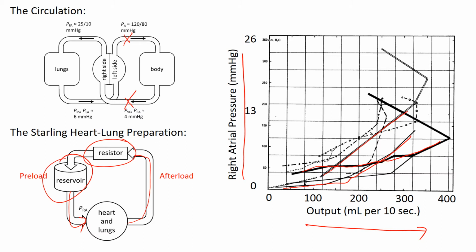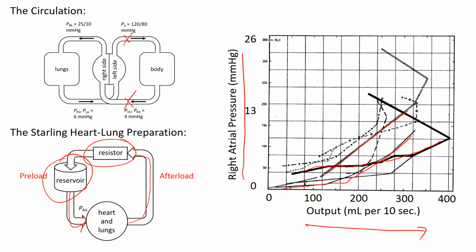whether or not they keep the afterload pressure constant by adjusting that Starling resistor, or they keep the resistance constant and let the afterload increase with increasing cardiac output. So the important thing is, as the right atrial pressure goes up, the output goes up, and that's the Frank-Starling mechanism.